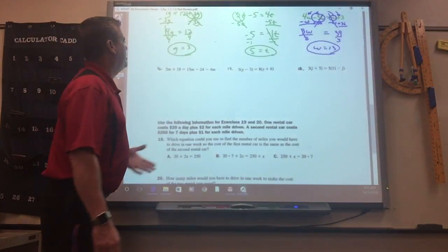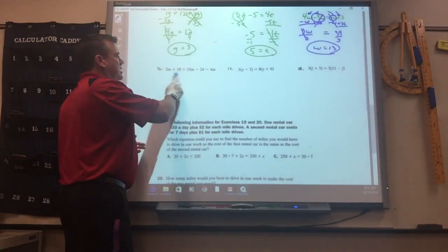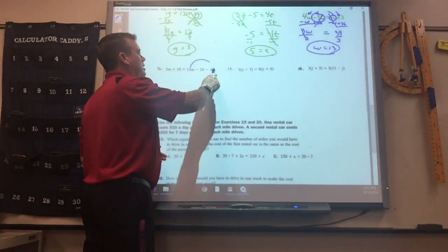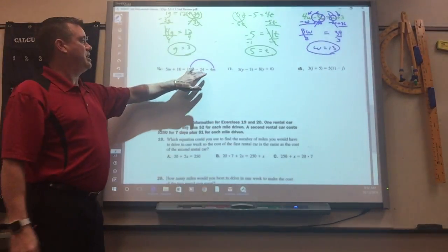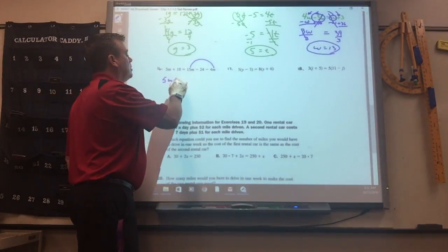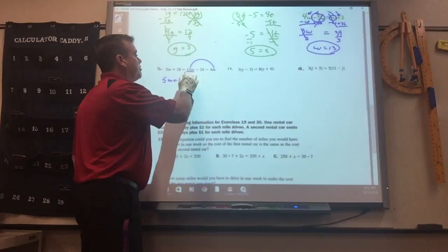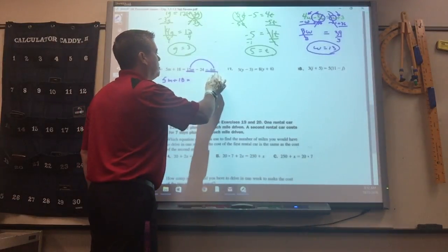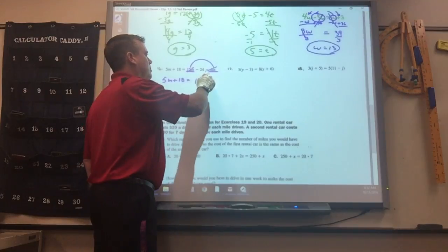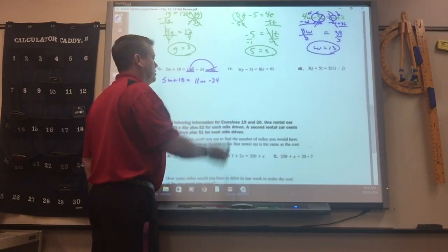Now on this one, you can't combine these two, because there's an M and there's no M there. But here, you can combine them, because they're on the same side. So 15M minus 4M is 11 M's. And then it's minus 24.